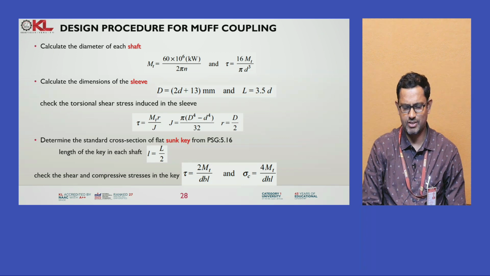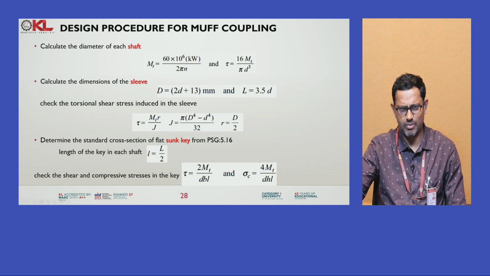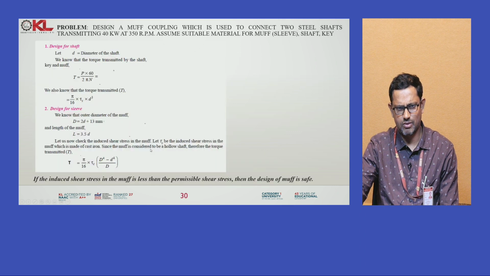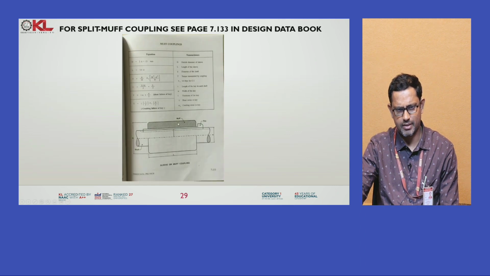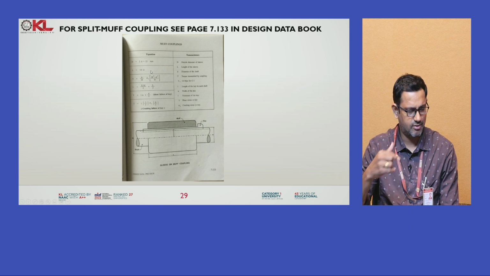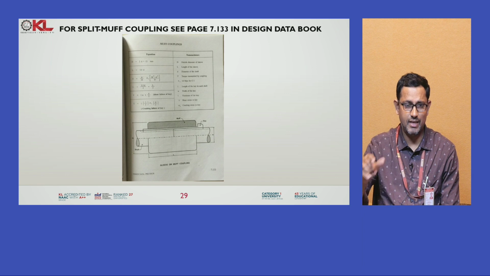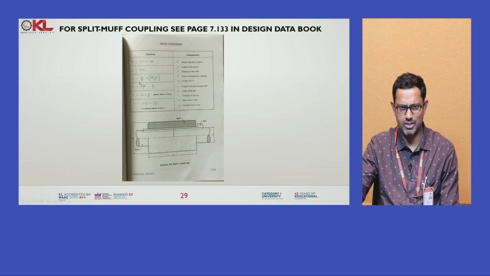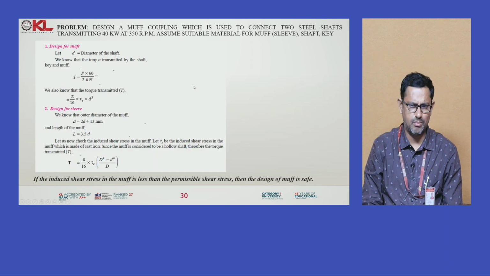First is the design of the shaft, then the design of keys, and the design of your muff coupling. Now we will discuss this design data book for sleeve or muff coupling. These are the standard values I showed in the previous slide: the outer diameter, the length of the sleeve, the twisting moment formula, everything is given here. You can access this design data book by PSG College of Engineering, Coimbatore, for any standard values and standard input parameters. So let's see one problem on this.